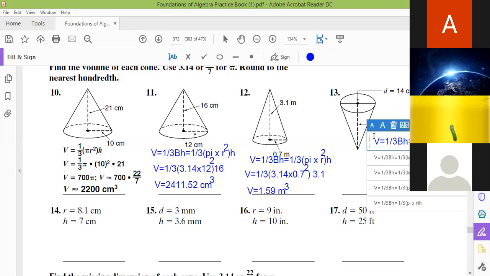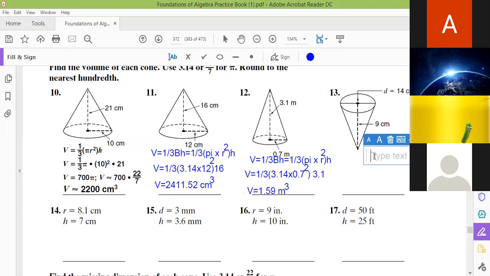V is equal to 1 over 3, open bracket, pi times r. Pi times r what? Cube or square? Square. R square, and then times h. Okay, this is r square. Now tell me the next step.